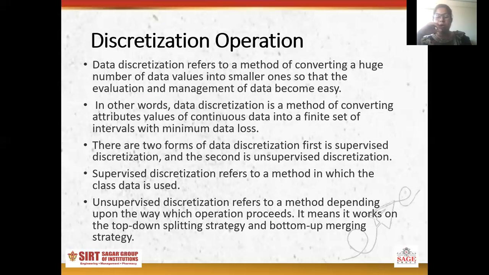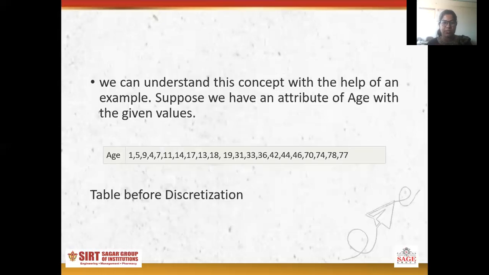When talking about unsupervised discretization, it refers to a method depending upon the way in which the operation proceeds. It means it works on a top-down splitting strategy and a bottom-up merging strategy. We will discuss this here. This is one example of discretization.